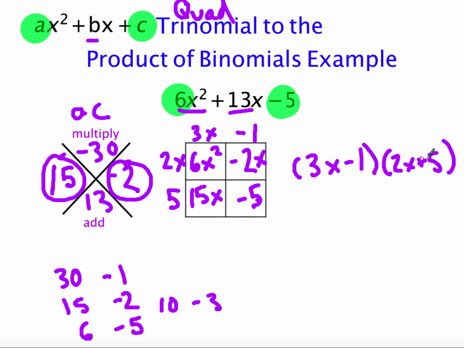So 3x minus 1 times 2x plus 5, we know multiplying using the box method gives us 6x squared plus 15x minus 2x minus 5, which simplifies to 6x squared plus 13x minus 5. Awesome. You could also use the distributive property to check, and you would get 6x squared plus 15x minus 2x minus 5, which simplifies to 6x squared plus 13x minus 5. So if the directions on a problem just say to factor the trinomial into the product of binomials, this is what you're going to do.